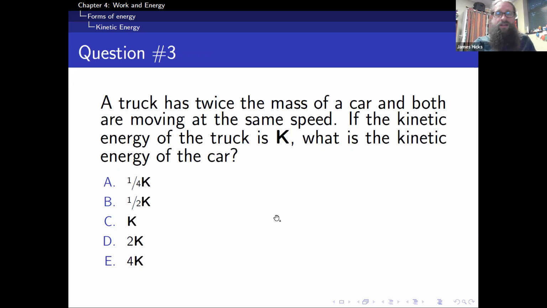Right, question 3. This one's a little bit complicated, but you guys can do it. A truck has twice the mass of a car, and both are going at the same speed. If capital K is the kinetic energy of the truck, what's the kinetic energy of the car?